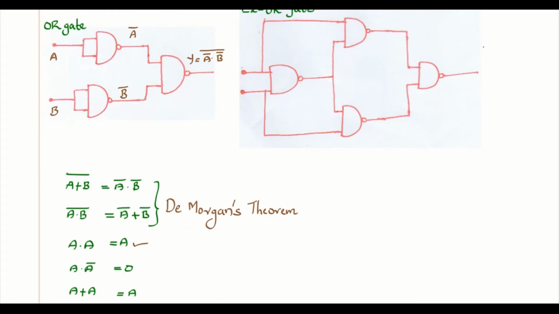Now we can solve this using De Morgan's theorem. We know that A complement dot B complement is nothing but A plus B whole complement. So the output becomes Y equal to A plus B whole complement. So that output Y equal to A plus B. In this way, OR gate can be realized using NAND gate.